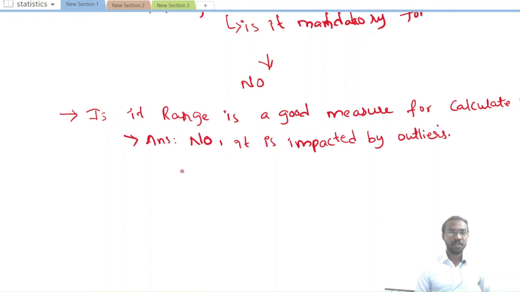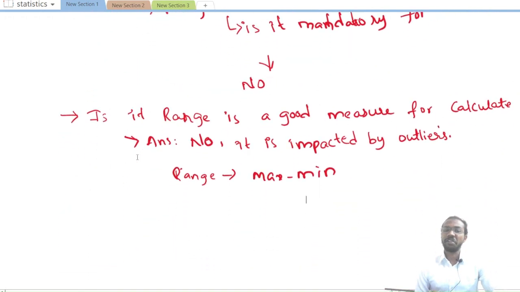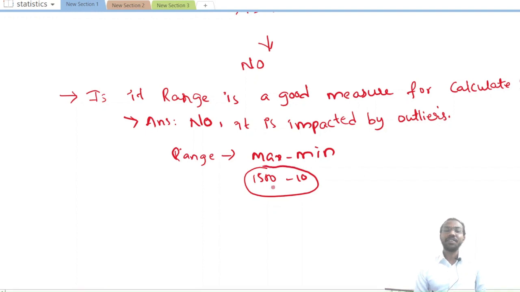Here is how it will be affected: the range formula looks like max minus min. Here we can see our data: the maximum value is 1500 and the minimum value is 10. These two are outliers, the maximum value of 1500 and the minimum value of 10. So the outliers' values will be present in our formula. That's why it will be affected by outliers. That's why it is not a good measure for calculating the spread.